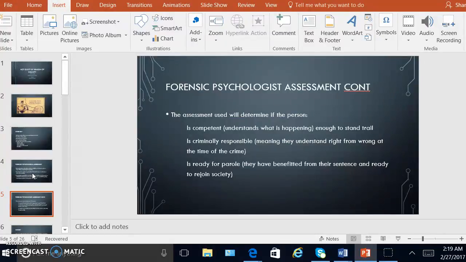The assessment will determine one of three things normally. Competency to stand trial, which means they understand what is happening. Are they criminally responsible, meaning they understand right from wrong at the time of the crime? Are they ready for parole, which means that they have benefited from their sentence and are ready to rejoin society?